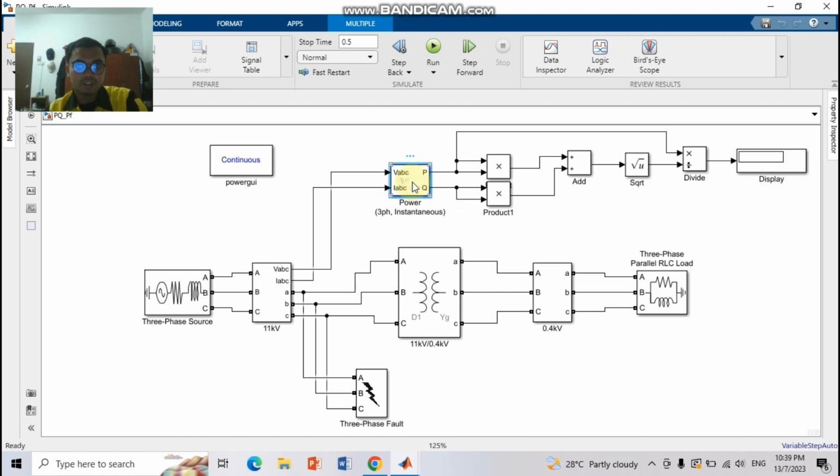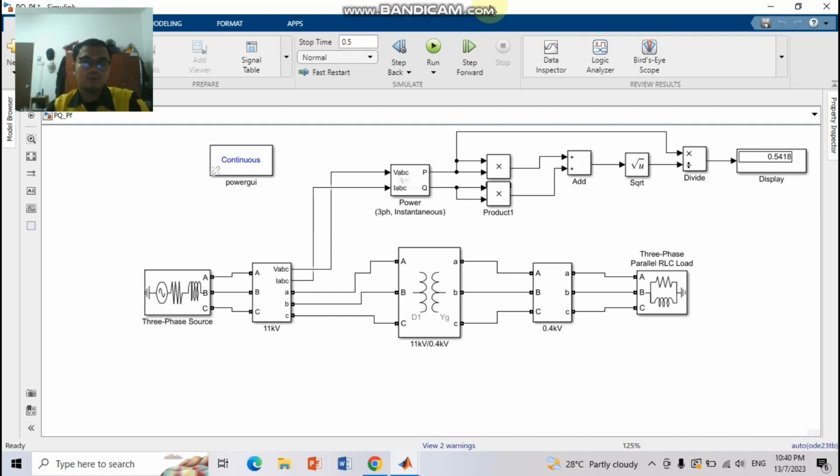So this is the instantaneous power block, and then this the product block, and then this the add block, and then this the square root block, and then this the divide block, and lastly this the display block. After we connect into the 3-phase VI measurement, we have to run it. So this is the value of the power factor when there is a 3-phase fault, which is 0.5418 PF.